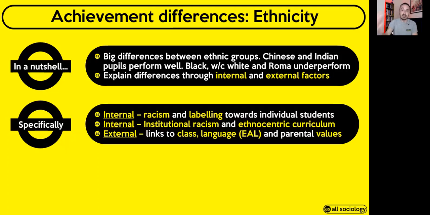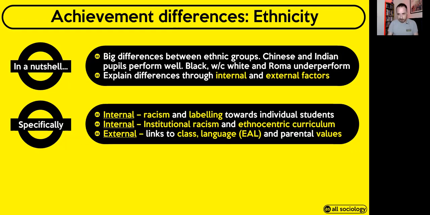But aside from the individual racism, one of the big arguments about why certain ethnic minorities don't do as well in education is because of institutional racism. Now, this is not where just one person is racist. It's where the whole entire institution, the systems, the processes, the ground in which it's built on are effectively racist. And one of the arguments that you can use to apply to this institutional racism idea is that of an ethnocentric curriculum.